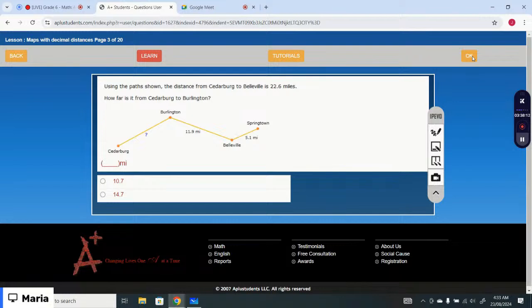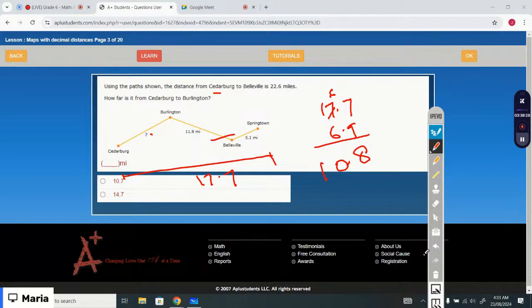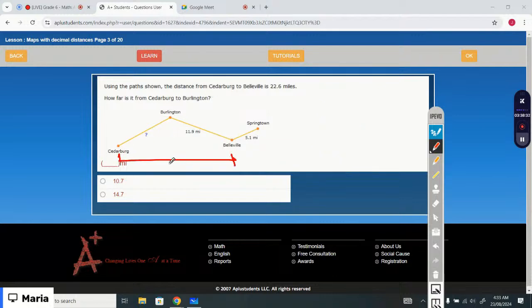The distance from Caterburg to Belleville is 22.6. How far is it from Caterburg to Burlington? So you have to find the distance from Caterburg to Burlington, right? You are given the distance from Caterburg to Belleville, from here to here, that is 22.6. You need to find this distance. So you need to subtract 11.9 out of 22.6.